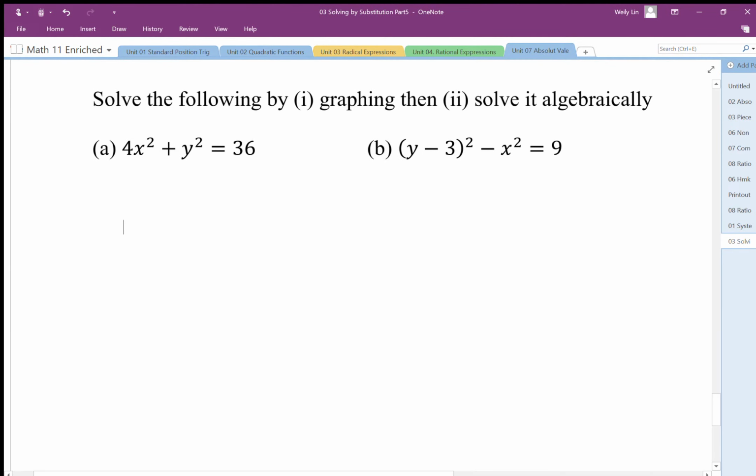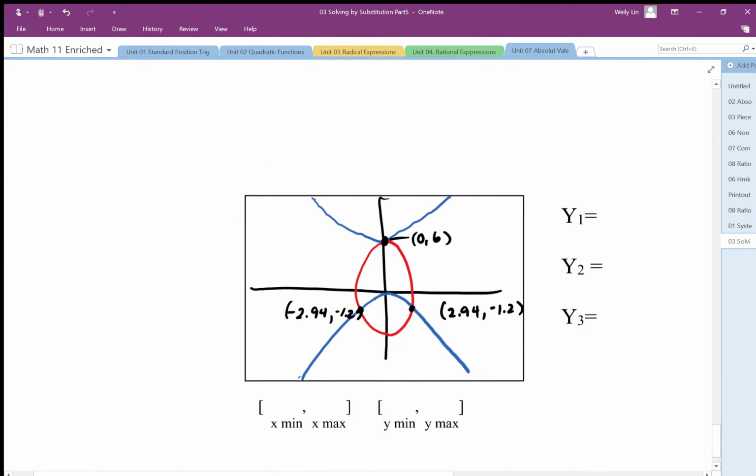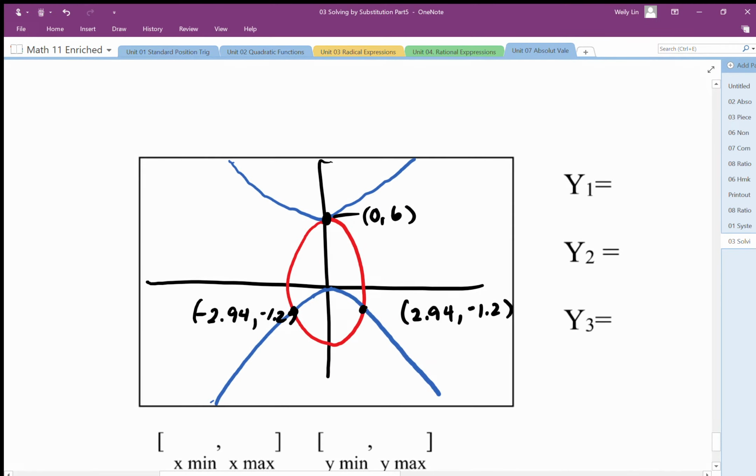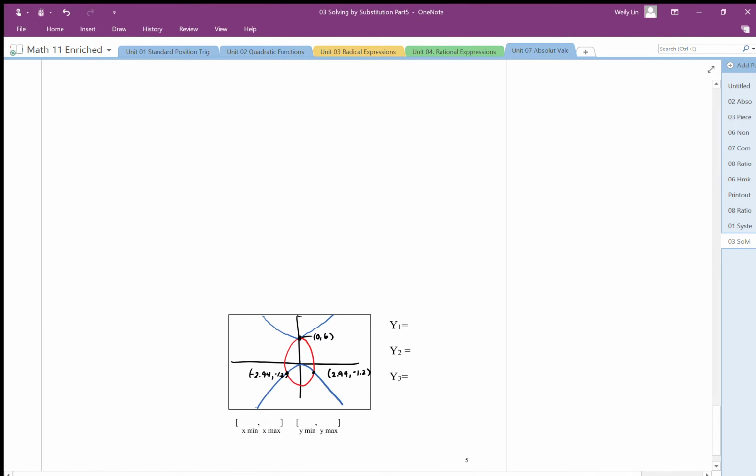For this problem here, we're going to graph these two first and find the solution by graphing. And then we're going to try to solve this algebraically. So looking at the graph of this expression here, it's going to be an ellipse and it looks like that and it's centered at 0, 0. So if I draw this on Desmos, I'm going to graph that looks like this.